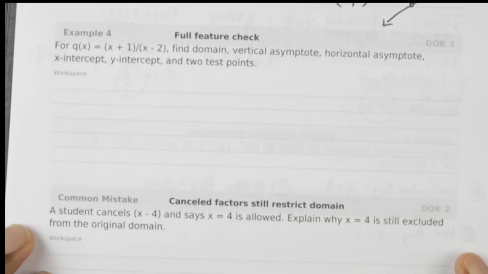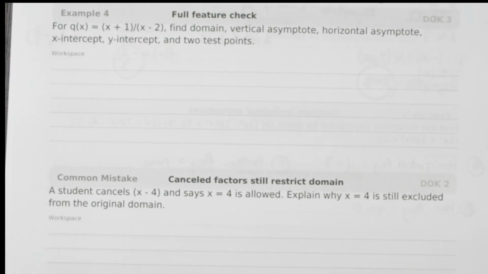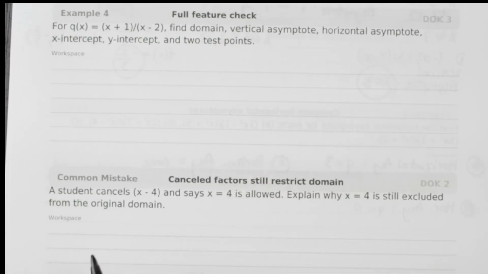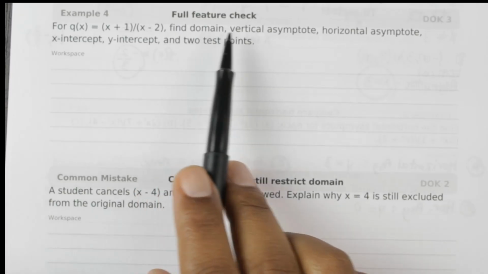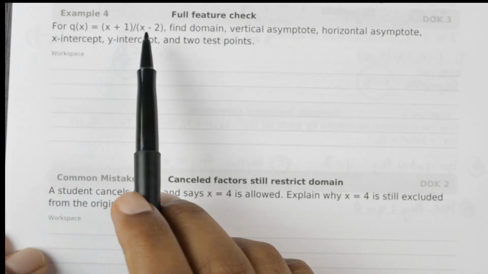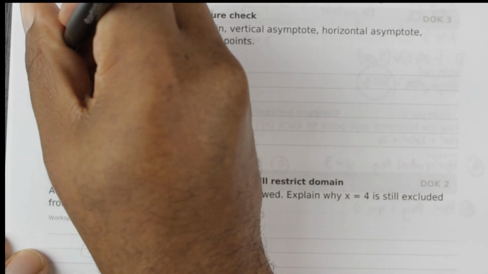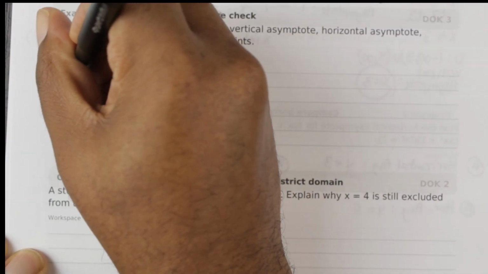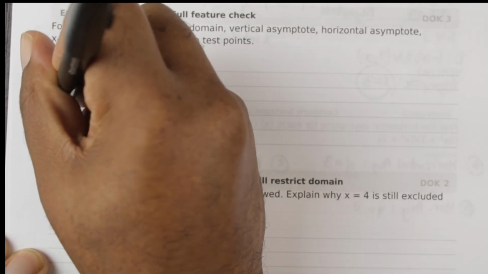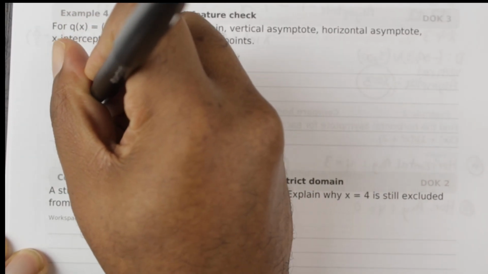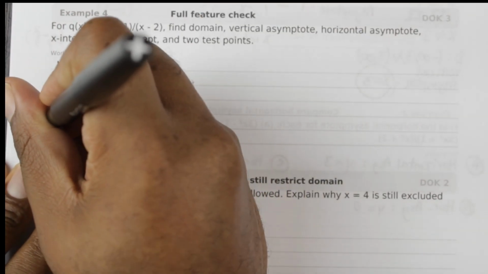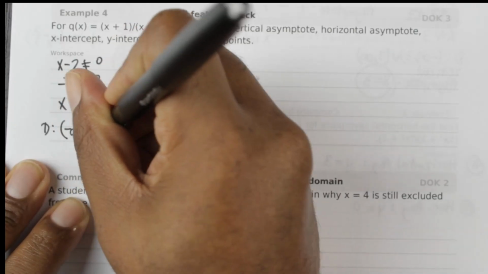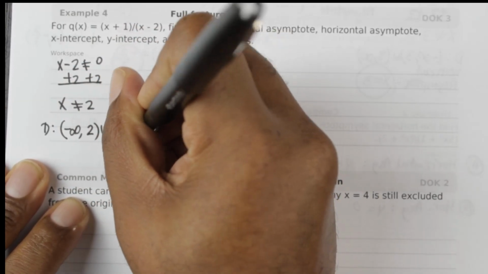Example number 4. So for q of x, we're going to find these things. Let's start with the domain. Okay. We're just going to go in order. So the denominator cannot be equal to 0, so that's x minus 2. So we need to write x minus 2 cannot be equal to 0, so x cannot be positive 2. So that's one of our domain restrictions. So that means the domain is going to be negative infinity to 2 union 2 to positive infinity.